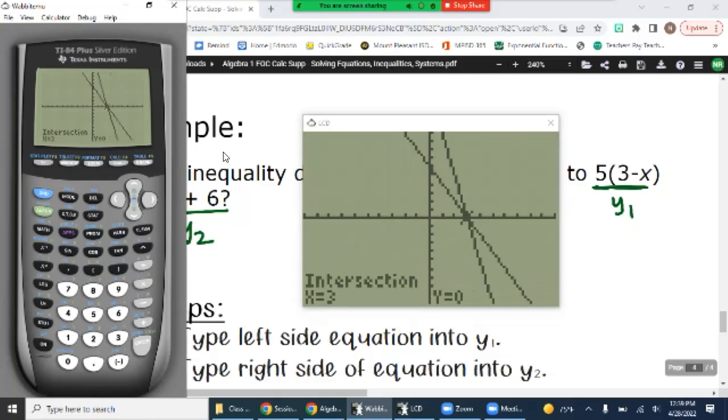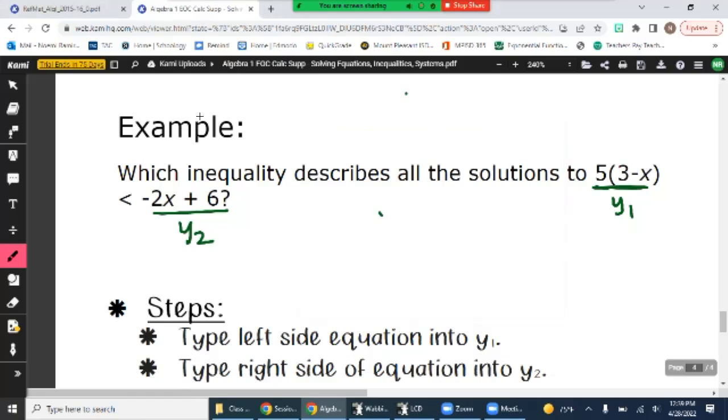We get 3, 0. But which value are we looking for, the 3 or the 0? The 3. So x equals 3. 3 is the number that I'm going to bubble in.